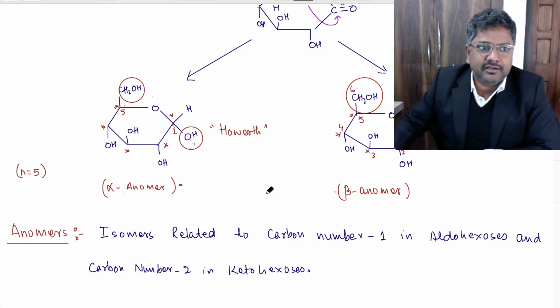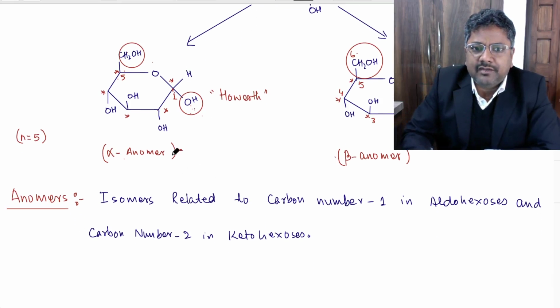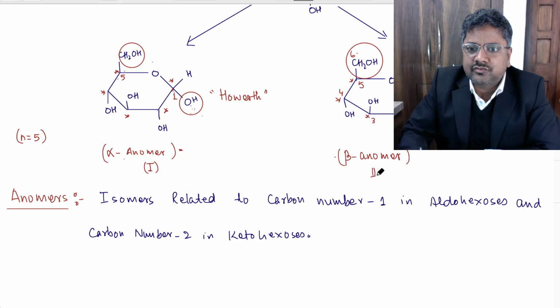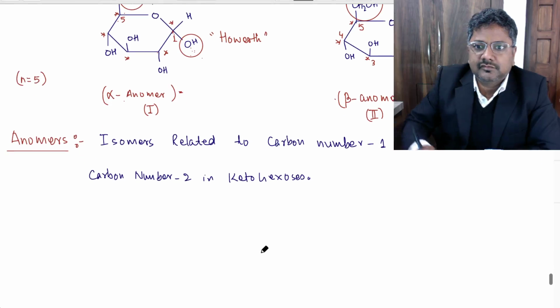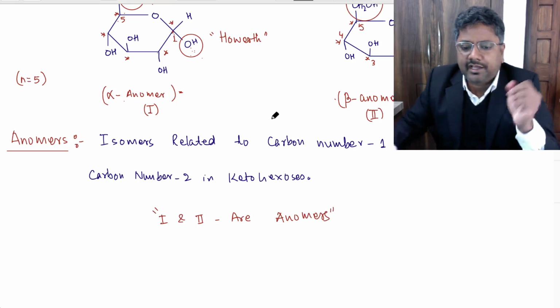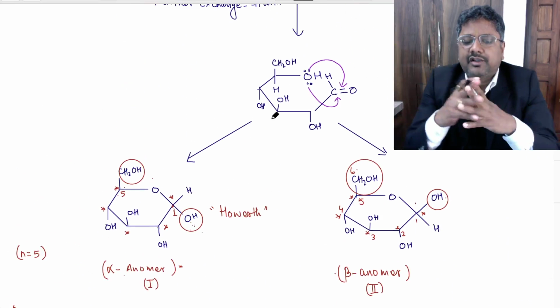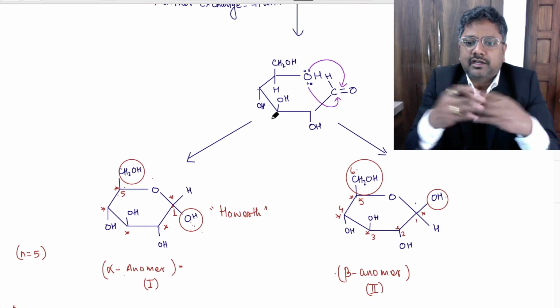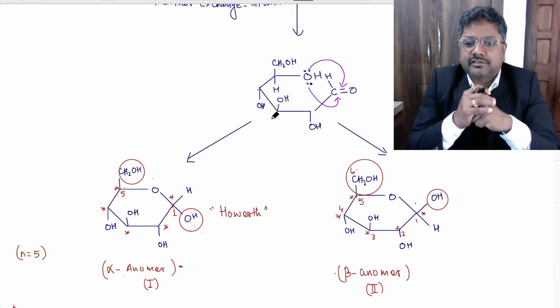Hopefully it is clear. So this alpha and beta structure, this one is 1, this is 2. So 1 and 2 are anomers. And you know, this is the reason why if we take a freshly prepared solution of glucose, it shows two different optical rotations. This is due to these anomers, alpha and beta.